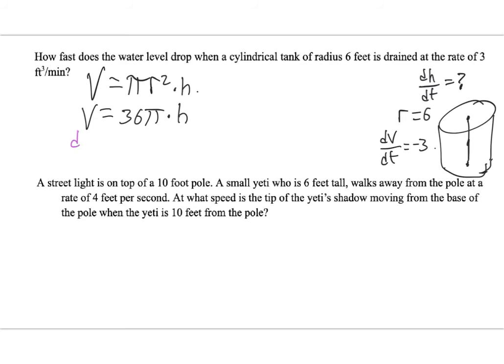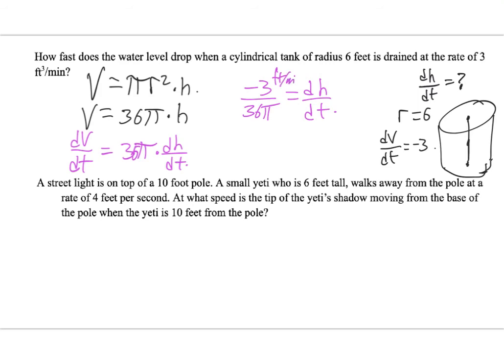So then when I take the derivative, dV/dt is equal to 36 pi, and the derivative of h is going to be dh/dt. That's what we're looking for. I used my radius. I'm in pretty good shape here. So negative 3 over 36 pi is equal to dH/dt, and that's going to be in feet per minute.